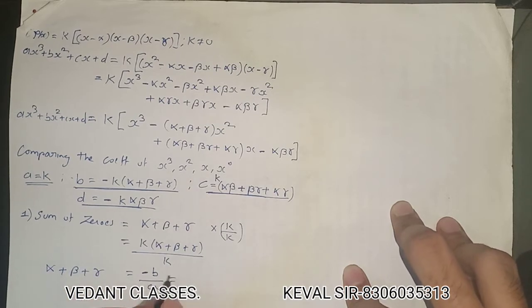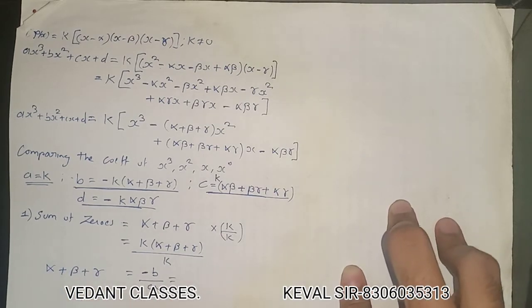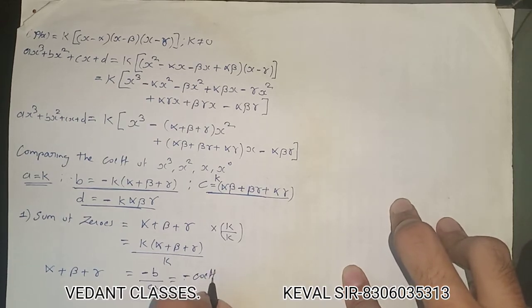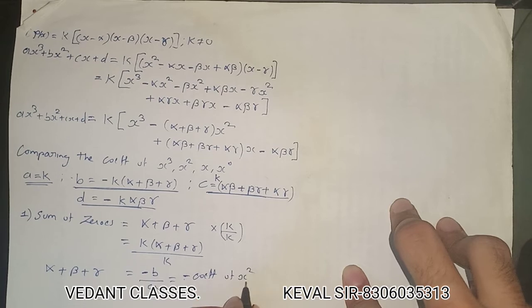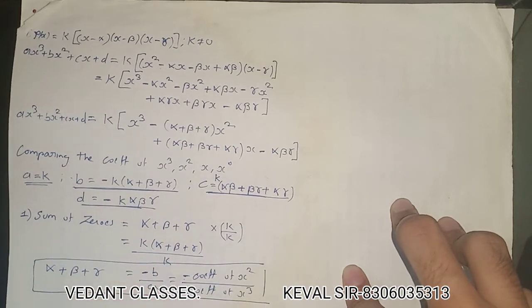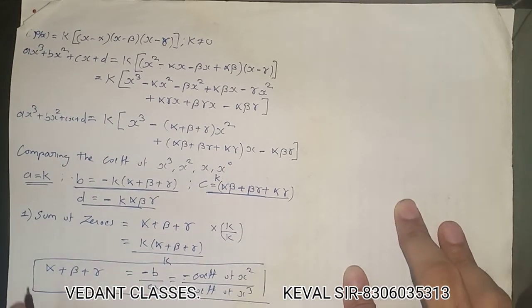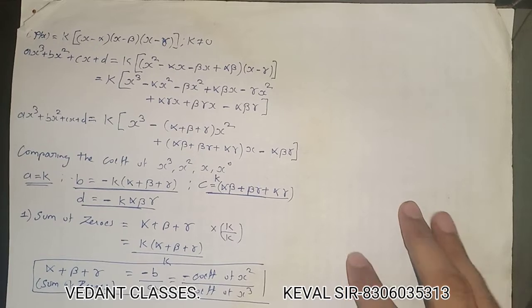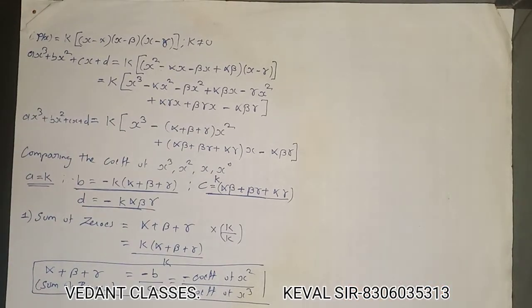So here, what is b? That b is the coefficient of x square. So negative coefficient of x square upon a, what is a? That is the coefficient of x cube. So this is alpha plus beta plus gamma, that is our sum of zeros. This is our sum of zeros, minus b by a in this cubic polynomial.